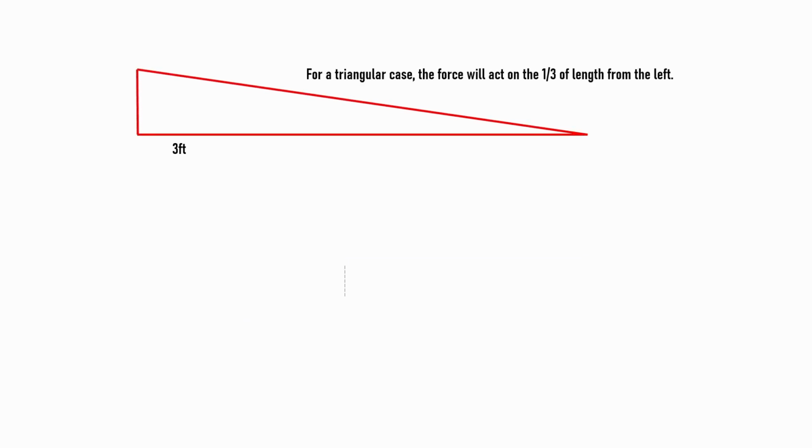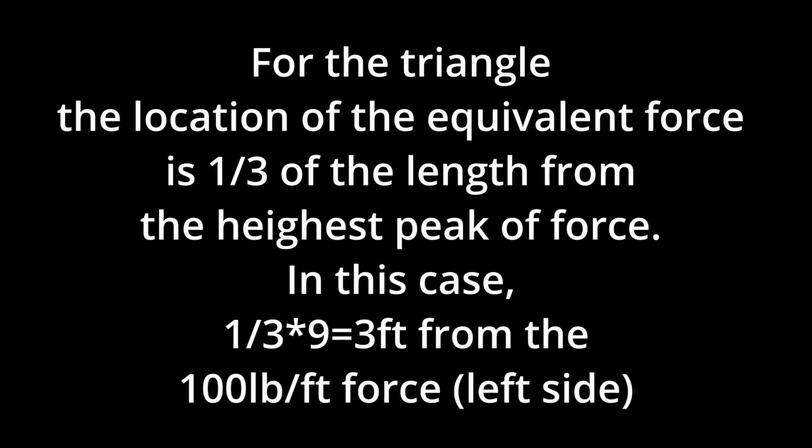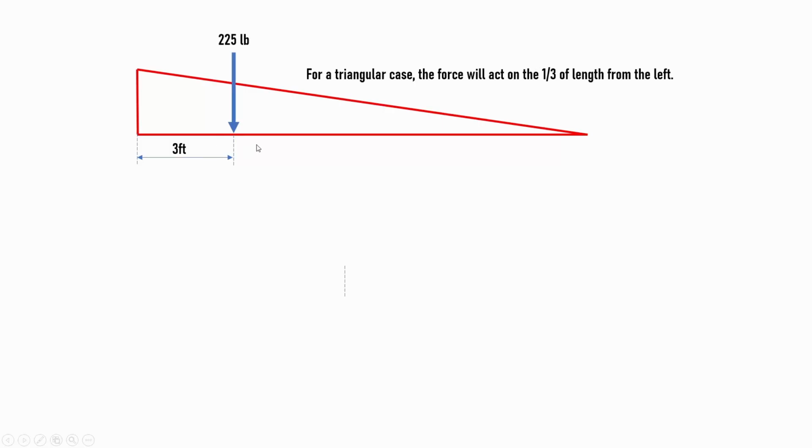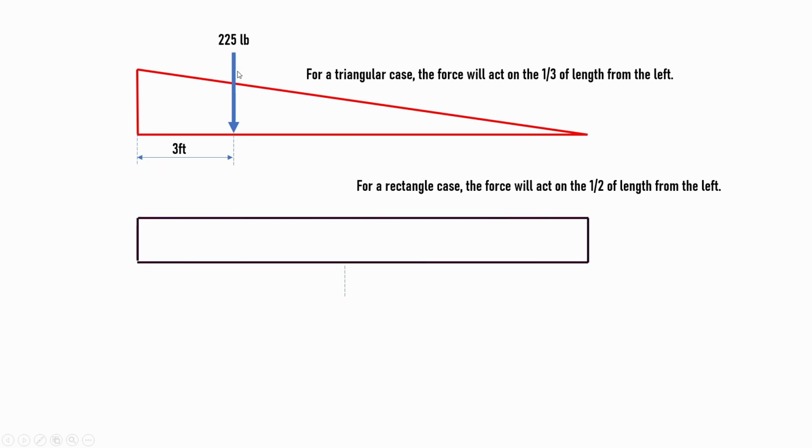So now we need to find the location of the force. We know for triangular cases, it's always one-third from the left side. That means it will be nearer to the position where we have the highest peak of the force, right? So 9 divided by 3 is 3 feet, so it will be 3 feet away from the left side. For the rectangular case, it will be in the middle, because it's a very symmetric shape, so we'll get it just in the middle.